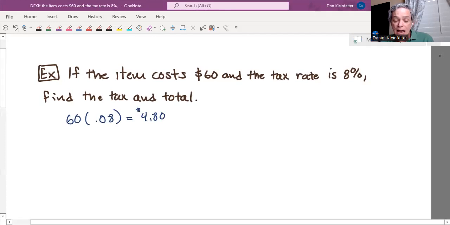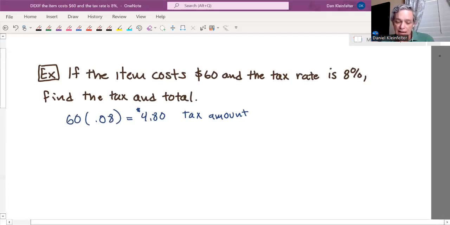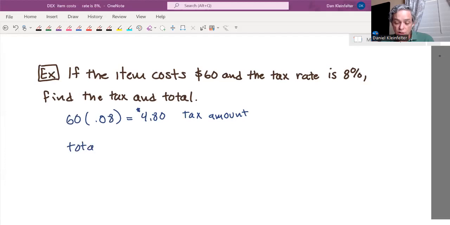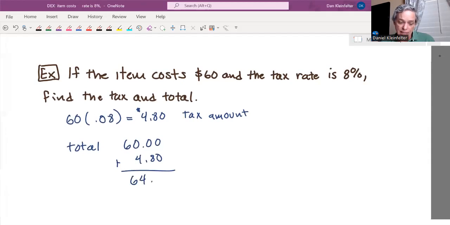Okay, and this is the tax amount. When you multiply the rate, expressed as a decimal, by whatever the base amount, here the price of the item, $60, multiply those two together, you get the dollar amount in taxes. Then, of course, for the total, we'll take the $60 price of the item plus the $4.80 we were going to pay in taxes, and get $64.80.